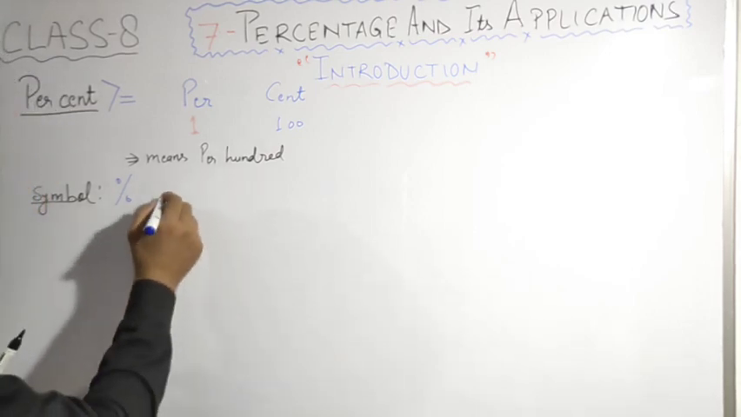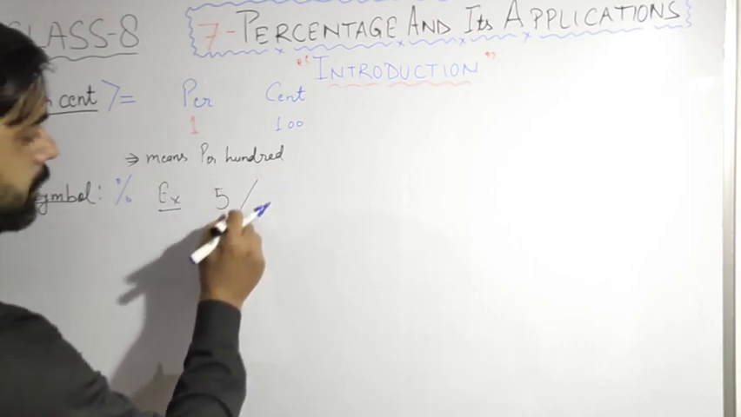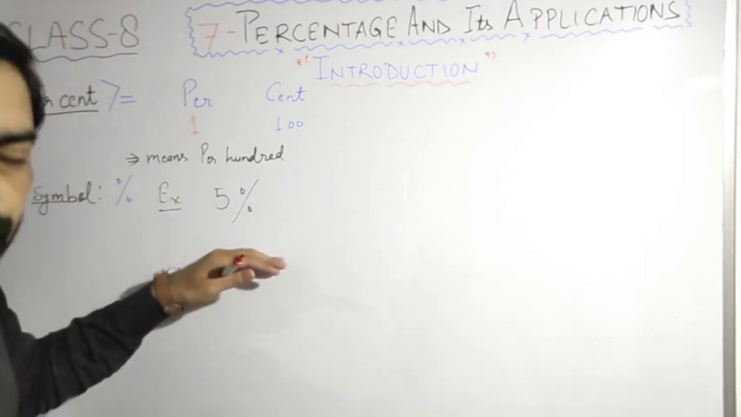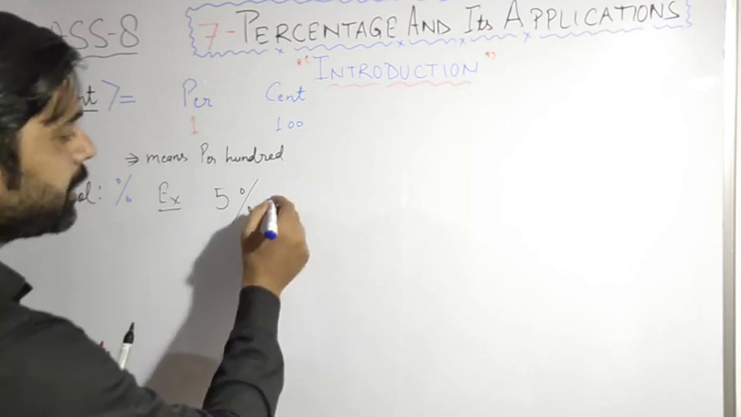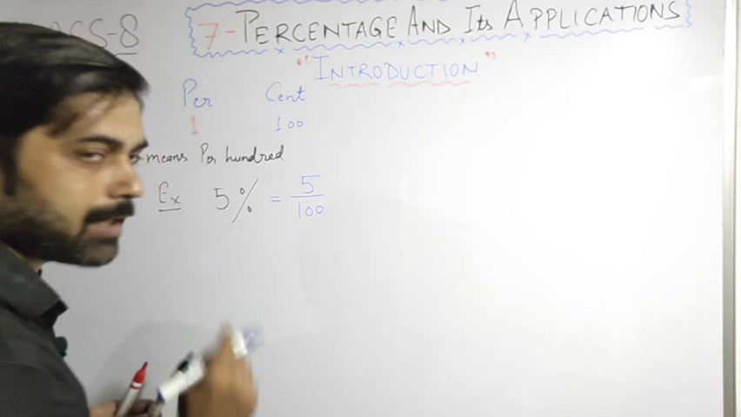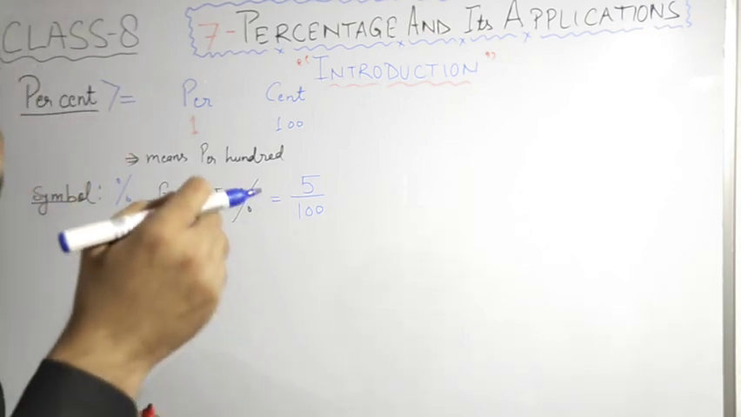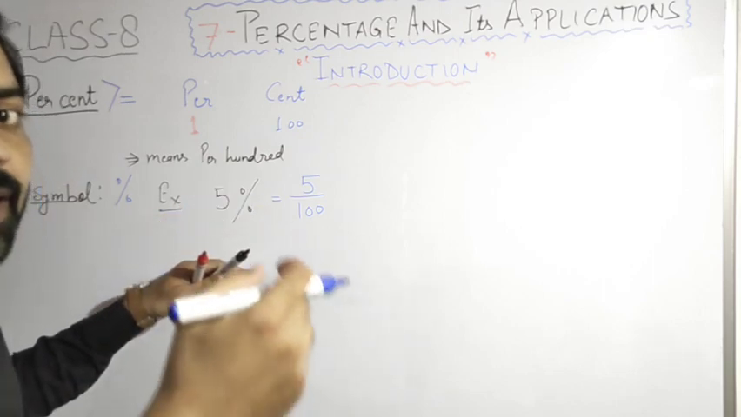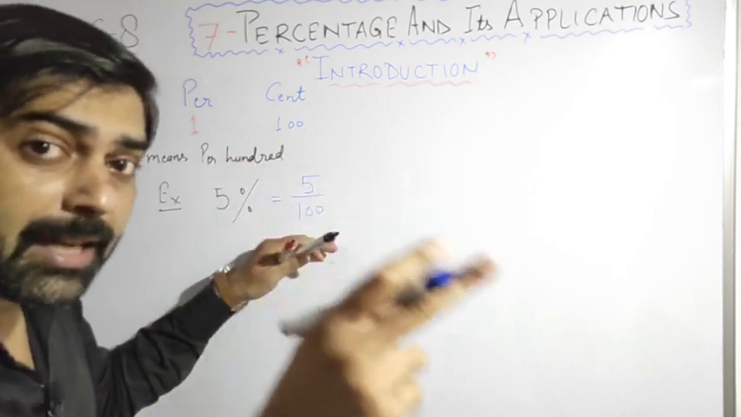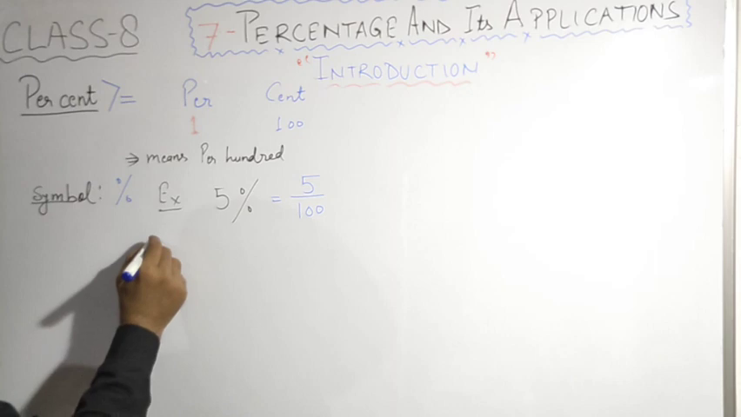Suppose, just an example, if 5% is written. 5% means, so how can we write this 5%? We can write it as 5 upon 100. Means if a number has denominator 100, then that number is in percent. In what will that number be? In percent.